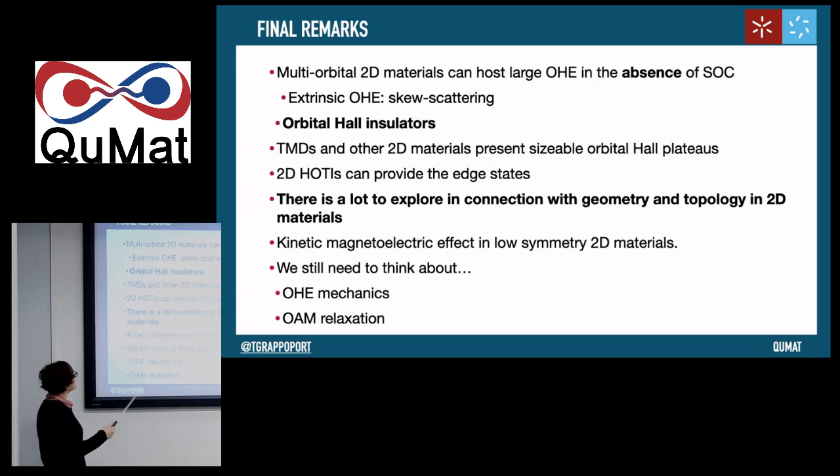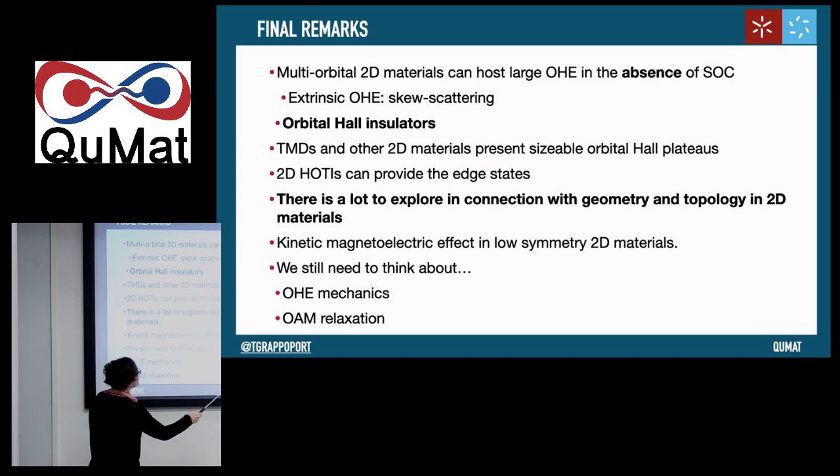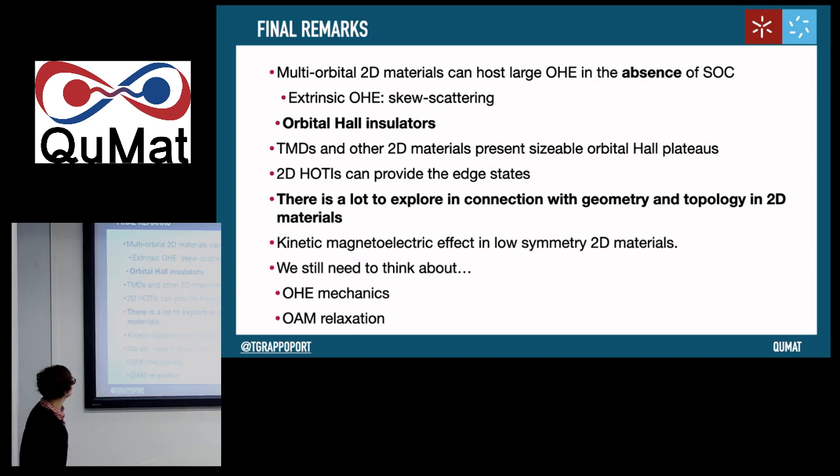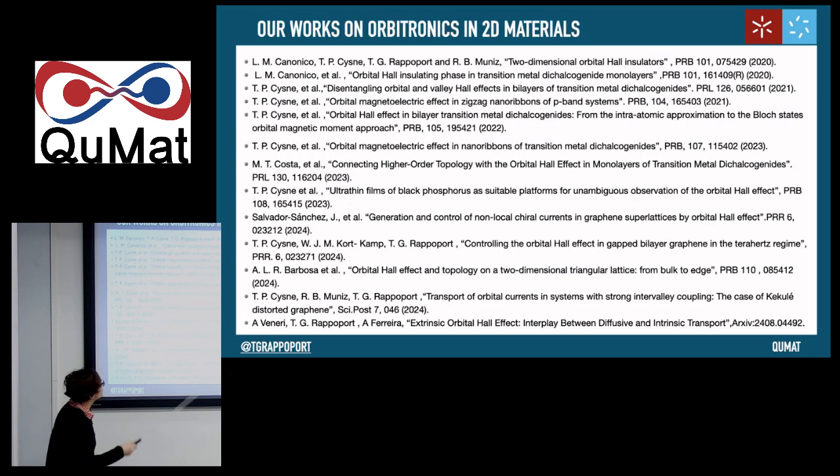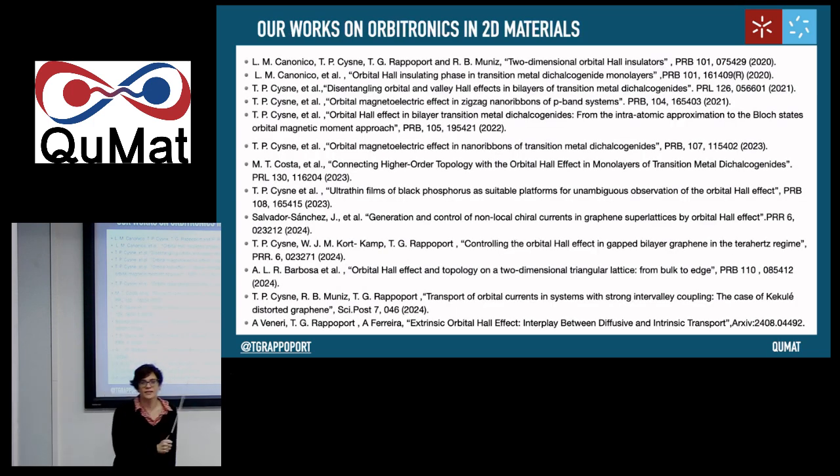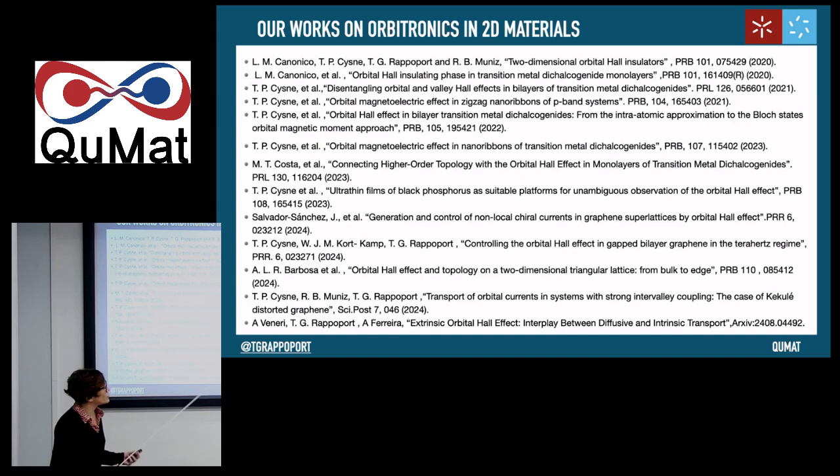Also, Rashba orbital Edelstein effect should be quite important in low symmetric 2D materials, and we still have a lot to see in terms of the mechanisms for the orbital Hall effect, as I was discussing in the previous slide, and also orbital relaxation that's just started. Well, we've done many works on this. I leave some references here. I talked just a little bit about my works.